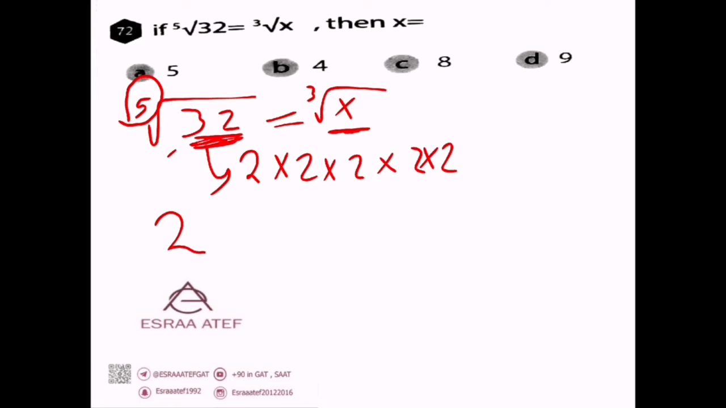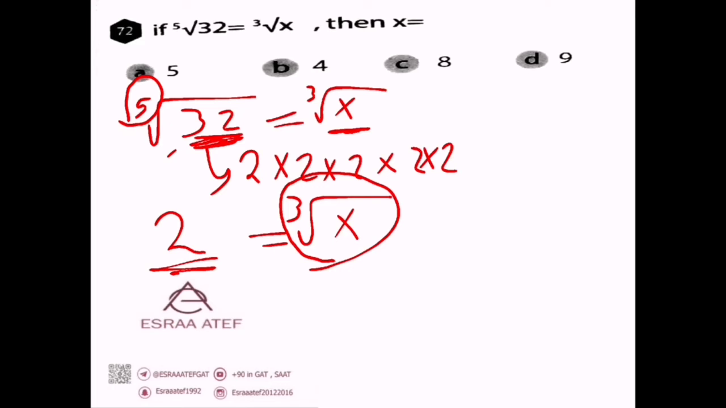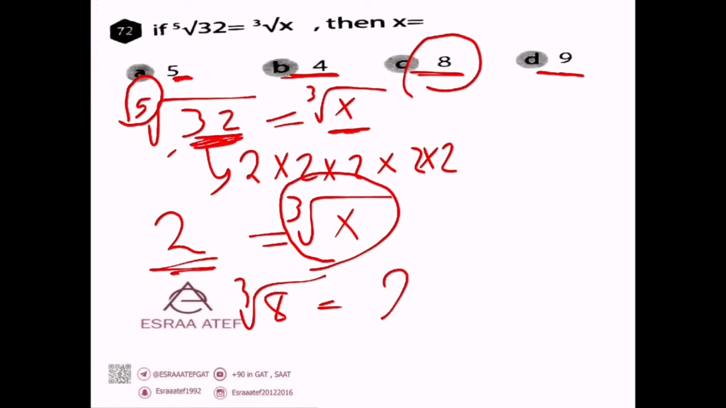Okay, so 2 equals cubic root of x. What is the cubic root of what gives me 2? The cubic root of 5, or the cubic root of 4, or the cubic root of 8, or the cubic root of 9? It's only 8. If I take the cubic root of 8, it will be 2. And 8 equals 2 times 2 times 2, so the cubic root of it is 2.